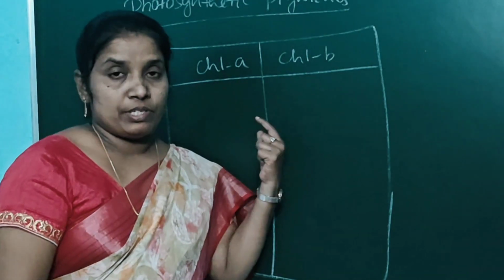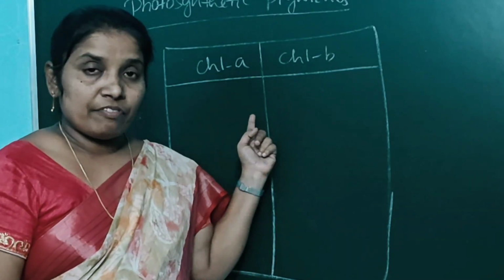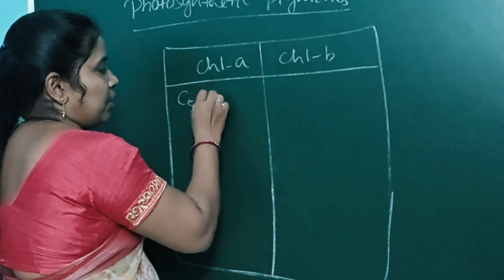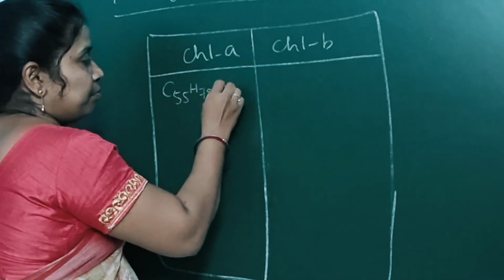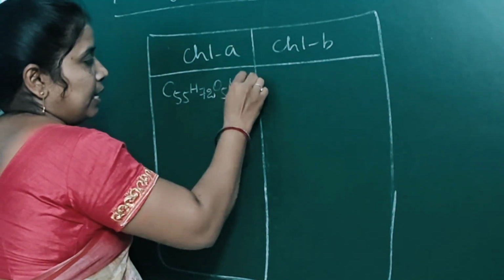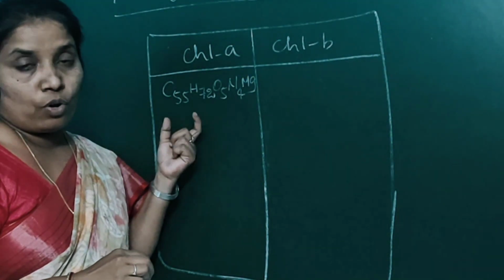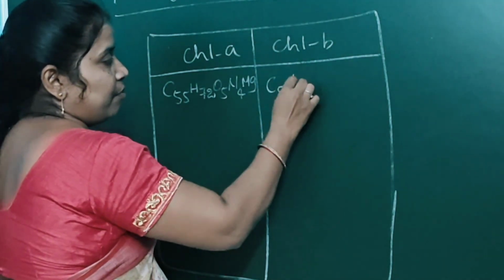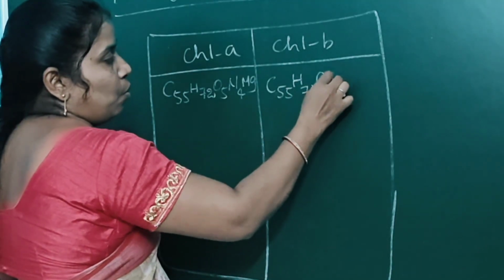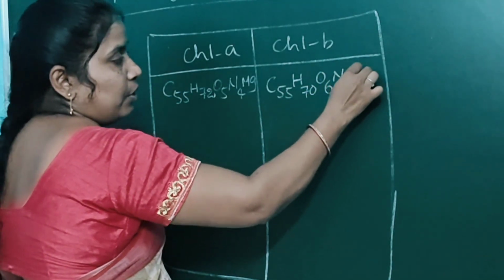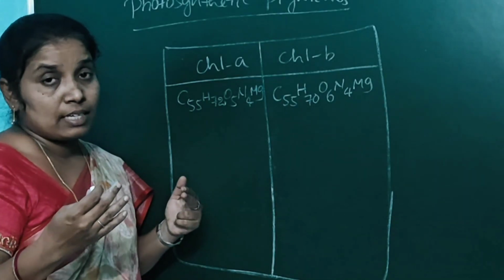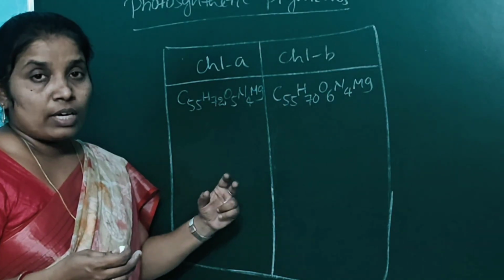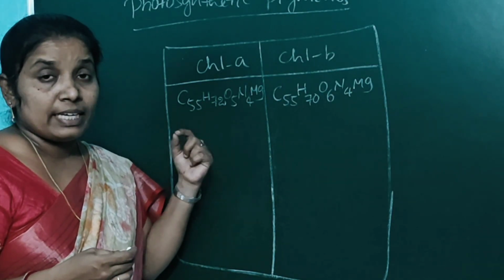Okay, see the differences between chlorophyll A and B. The empirical formula of chlorophyll A is C55H72O5N4Mg, whereas chlorophyll B is C55H70O6N4Mg. Each chlorophyll pigment, as I told you earlier, contains a porphyrin head and a phytol tail. Okay, so there is a small difference between chlorophyll A and B.